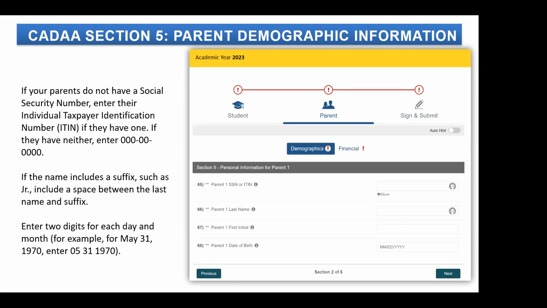Now, we want to make sure that the parent is also including their names if they have multiple last names. If they have a suffix such as a junior, we want to make sure that parent information is also correct. Please keep in mind that the date of birth is going to be entered as month, day, and then the year. So make sure it's 2 digits for the month, 2 digits for the day, and then 4 digits for the year.